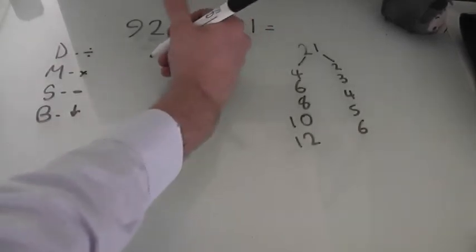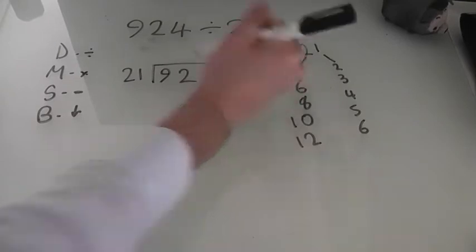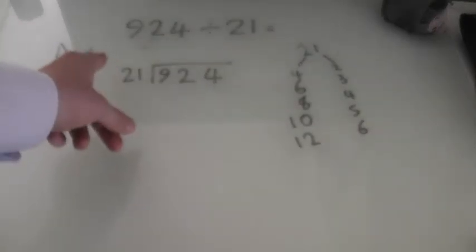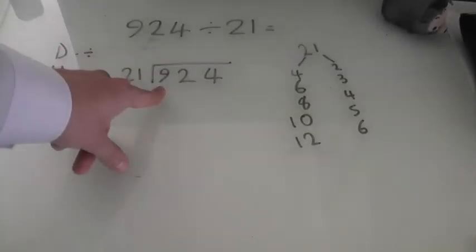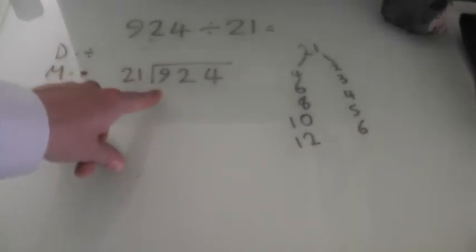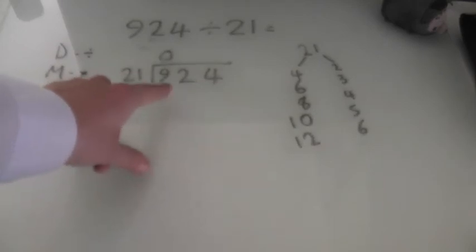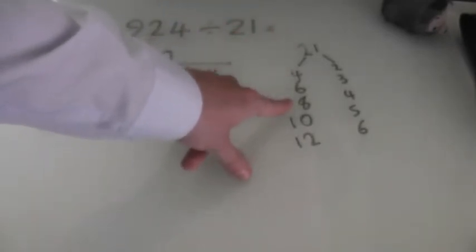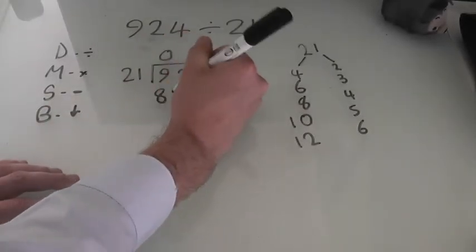So the same as short division, we're going to write it out: 21, 9, 2, 4. So our first step, as you can see, is to divide. So we do how many 21s go into 9? Can we do it? We can't, can we? So we put a 0 there. Now, how many 21s can we get into 92? Let's have a look over this side. We've got 1, 2, 3, 4. That's the closest we can get, so it's 84. So we write 84 there.